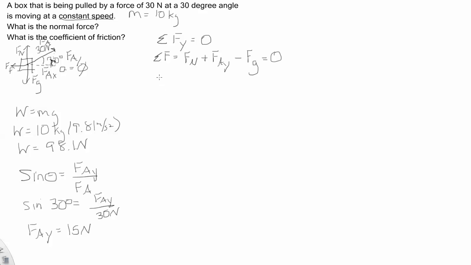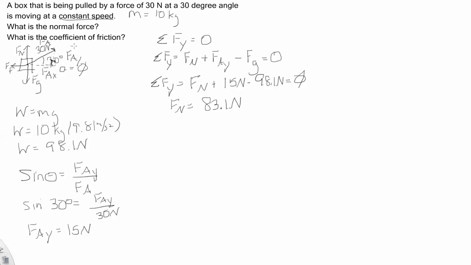I know my force of gravity, or my weight, so now I can plug everything in. The sum of the forces vertically is equal to Fn, which is what I'm solving for, plus FAY, which is 15 newtons, minus Fg, or weight, which is 98.1 newtons, and all that is equal to 0. I want to get Fn by itself, so I subtract 15 from both sides and add 98.1 to both sides, and so my Fn ends up being 83.1 newtons.